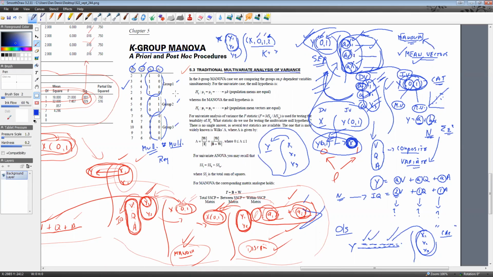But what Stevens is talking about here is that if you run this as a regression, you're going to get the same effects as if you ran it as a multivariate analysis of variance. That's the point of looking at this: we realize that regression and ANOVA are very similar techniques. We know that from before. Well, it stands that multivariate multiple regression, as this setup is indicating, should be very similar to the multivariate analysis of variance, and it is.